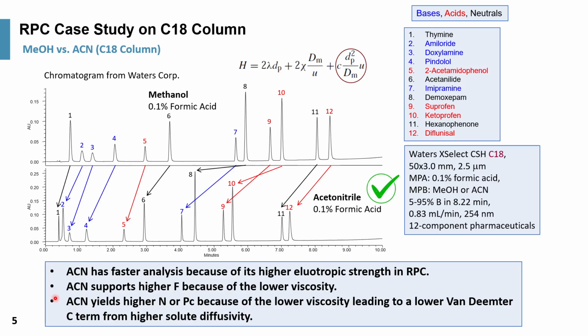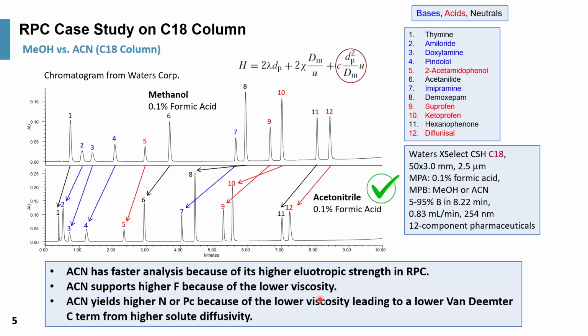Second, acetonitrile supports higher flow rate because of its much lower viscosity, particularly when mixed with water. The viscosity of a mixture of methanol and water is actually much higher than water, as much as 1.5 at 50% methanol water. So the pressure would go up during the middle of the gradient, while acetonitrile is much lower.